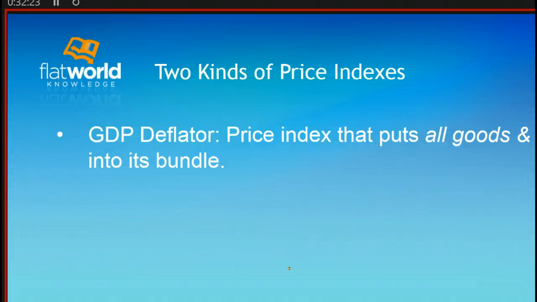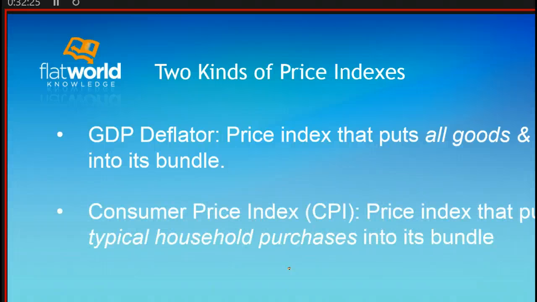But in other ways, it kind of doesn't make sense because it's not a regular part of people's purchases, and that's why most economies also have something called the Consumer Price Index. We usually call it the CPI. This is a price index that puts typical household purchases into its bundle. So the overall GDP deflator is the change in overall prices in an economy, whereas the CPI measures the change in prices from one time period to another in a very specific household-level bundle.